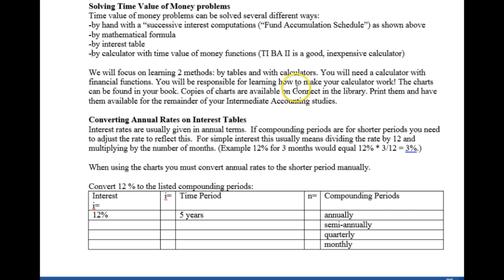Copies of the charts are available in your Connect library. Please print them and have them available for the remainder of your intermediate studies. From now on, time value of money questions are fair game on all tests.